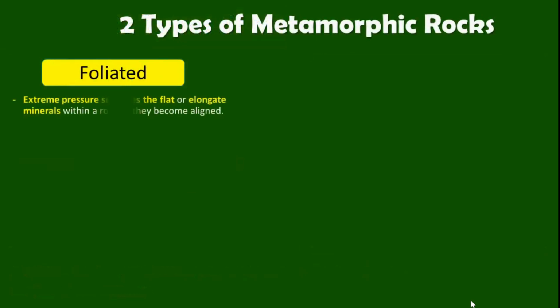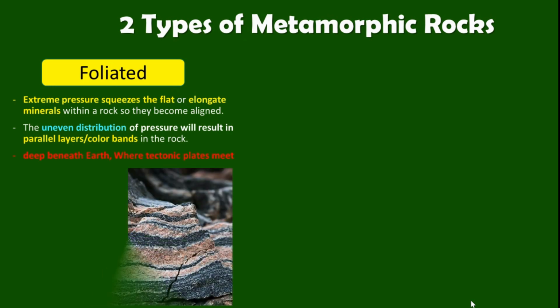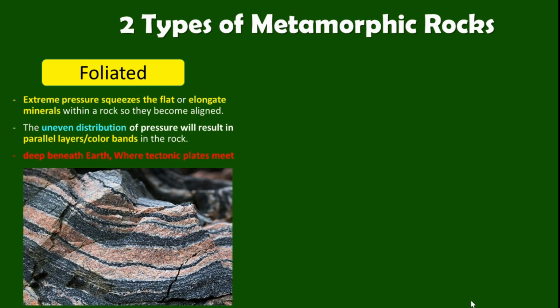There are two types of metamorphic rocks. First are the foliated rocks. Foliated rocks contain parallel layers of flat and elongated minerals. Look closely at the picture. This layering results from an uneven distribution of pressure during metamorphism. Foliation is a common feature in metamorphic rocks. Elongated or flat minerals in foliated rocks line up in response to pressure.